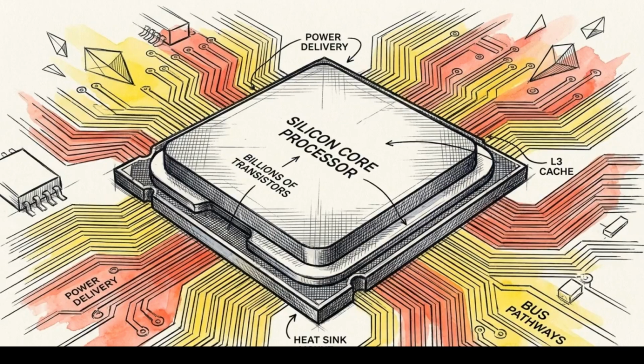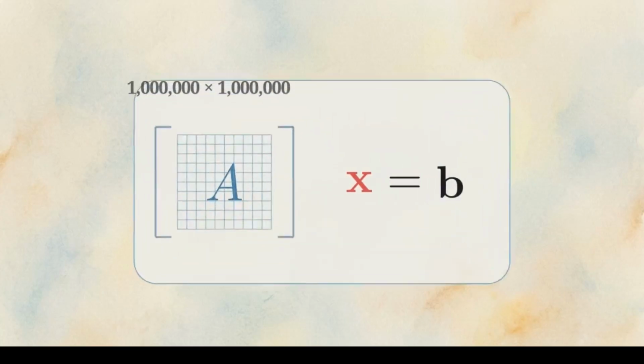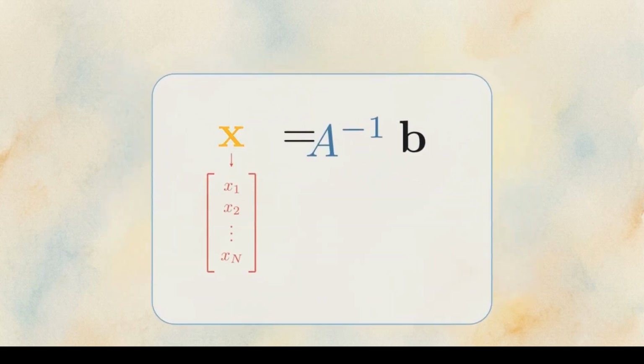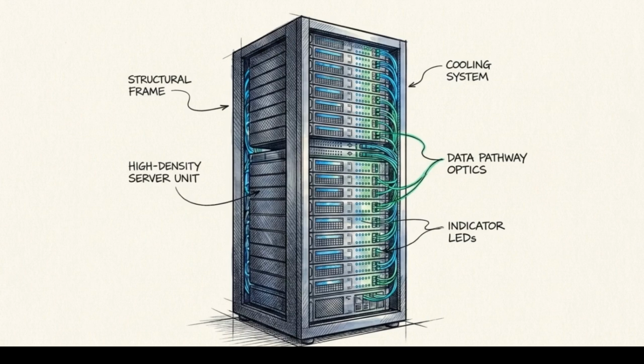Now we reach step 3, the solver. This computational phase consumes up to 90% of the total simulation time. The solver has one objective. It must invert that million by million matrix A to solve for the unknown values in vector X. Standard mathematical operations fail at this scale. The processor requires specialized algorithms to manipulate a matrix of this size.